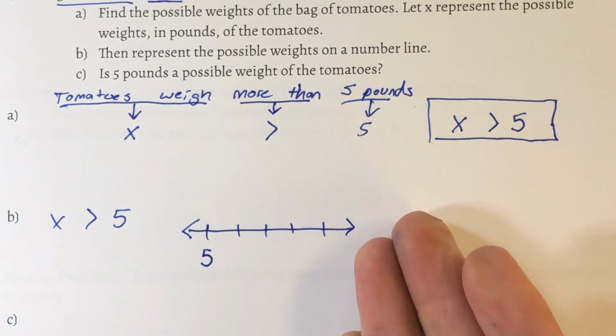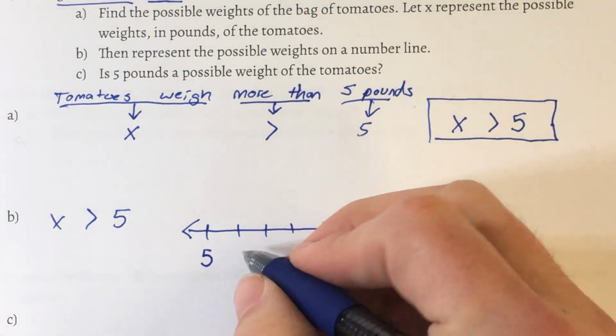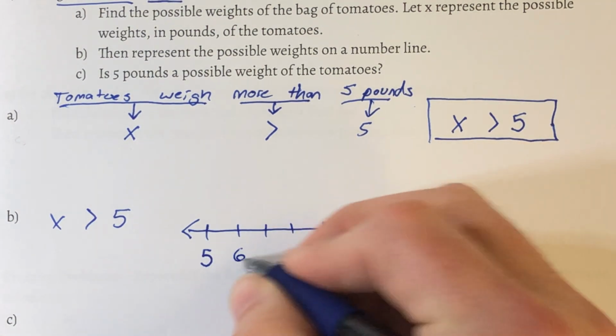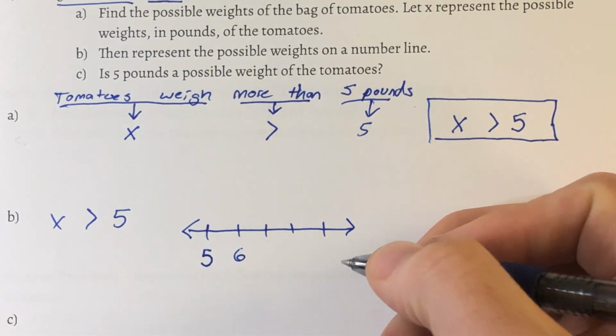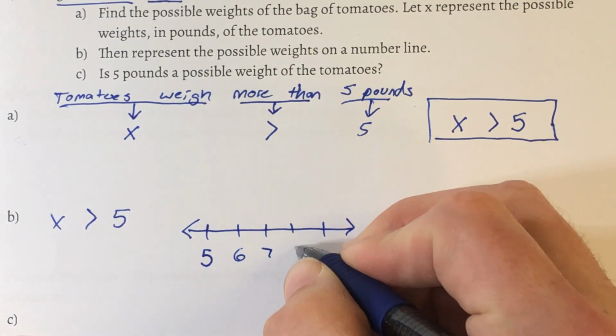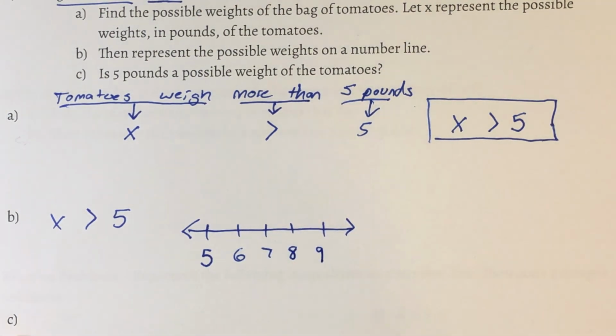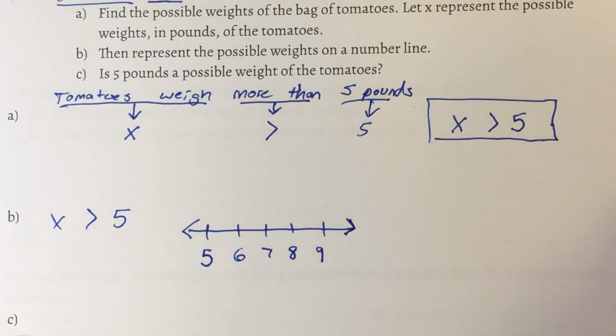You have to count in the correct direction. So 6 would not go on the left, 6 would go on the right side of 5. And then you can basically count by whatever you want as long as it's consistent. I'm just going to count by ones, so 5, 6, 7, 8, and 9. And these arrows indicate that the line goes on forever.